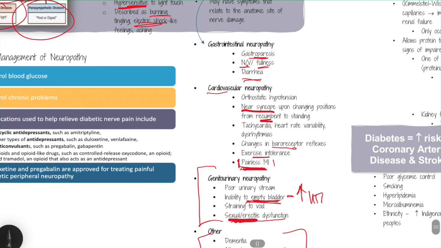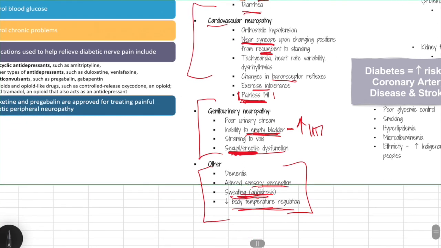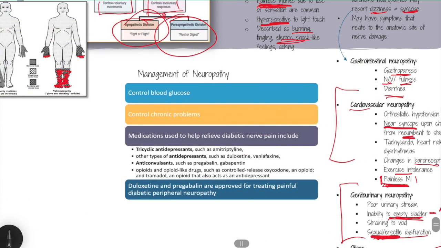Usually you're thinking kidney or cardiovascular, but the GI/GU stuff I never really think about. But they'll be very, very adept at self-catheterization and doing like massaging on their bladder to try to get rid of some of the urine. So usually management of neuropathy, of course, we're controlling our blood glucose, controlling all of these chronic problems.